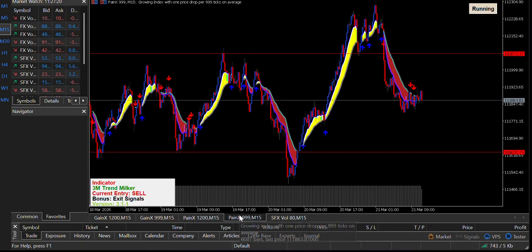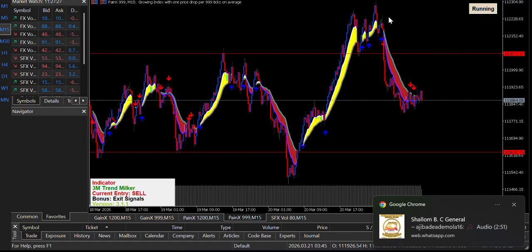Now let's check out PainX 999. Okay, this is PainX 999, and of course this has actually started a downtrend right from the resistance zone. It was unable to break out from the resistance zone.